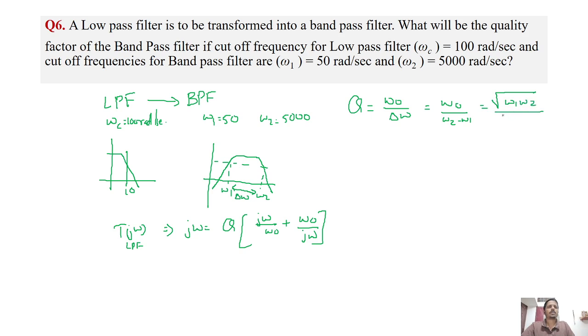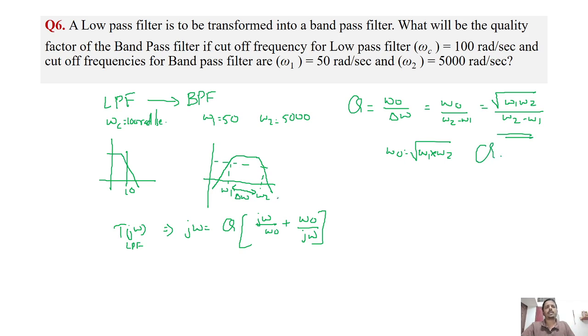Okay, so that is omega naught. Omega naught is given as root of omega 1 into omega 2. So we have all these values. Omega 1 value is 50, omega 2 value is 5000. We just need to substitute, and we'll get the value of q.